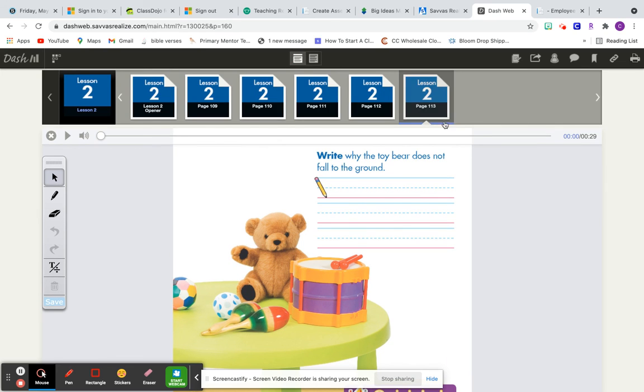Okay, so that is the end of lesson two. You guys just have to do the lesson check for this one. And tomorrow we are going to start looking at magnets.